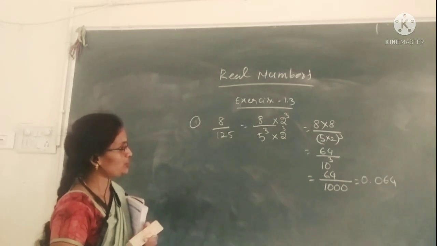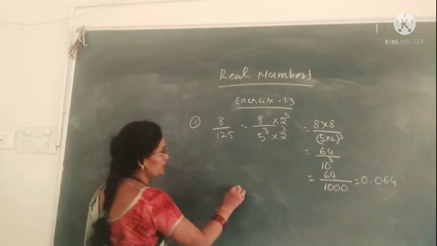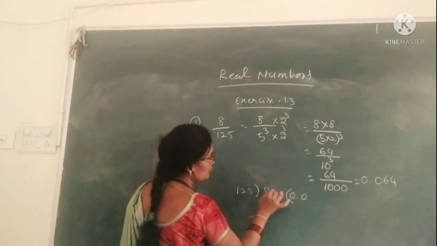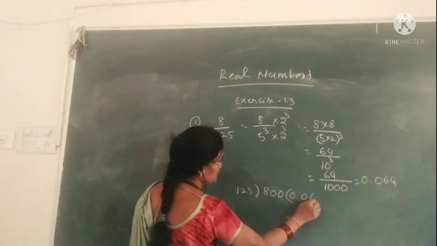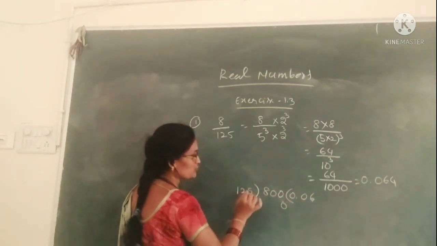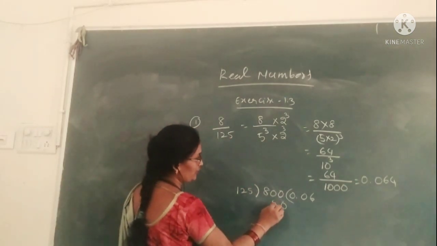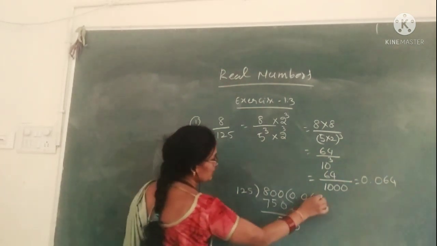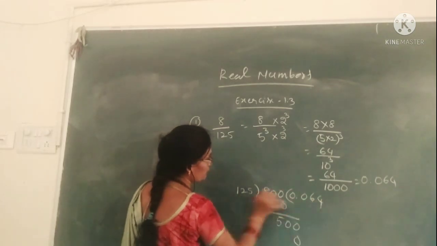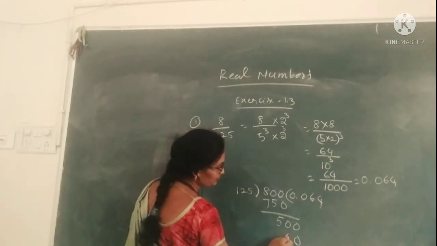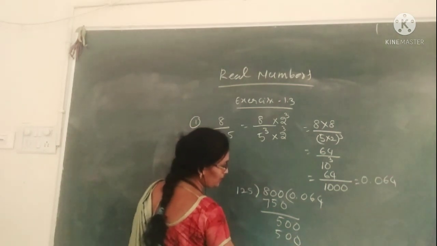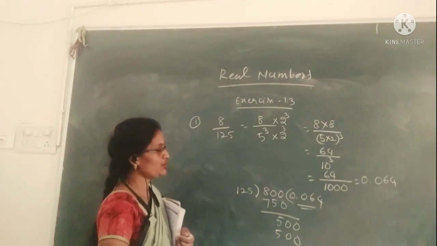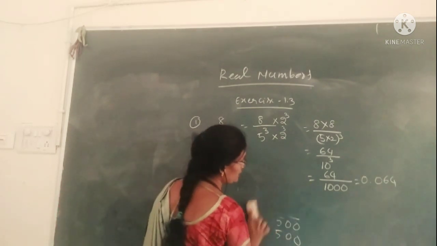64 by 1000 is equal to 0.064. Then 125 we can divide into 8. So 0.000. Then we can take a 6. 6 5s are 30. 6 2s are 12, 12 plus 3, 15. 6 1s are 6 plus 1, 7. Then we can put a 0. 5 4s are 20. 5 2s are 10. 4 1s are 4. The remainder will be 0. So 0.064. So decimal form is 0.064. So this is a terminating decimal.